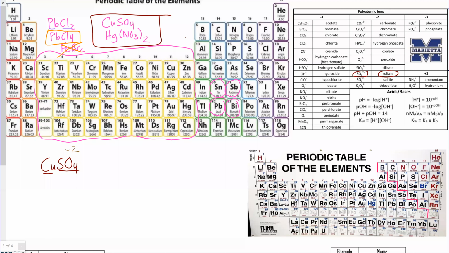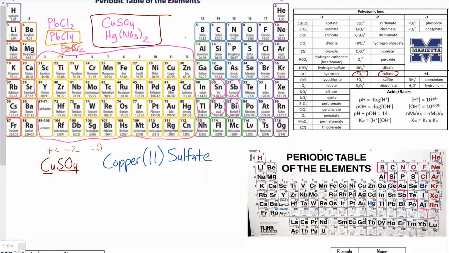All you've got left is the copper, and we know they have to be equal to 0. So this copper must be +2. When I write out the full name for it, I have copper, its charge is +2, Roman numeral 2, and that SO4 was sulfate. Copper 2 sulfate.